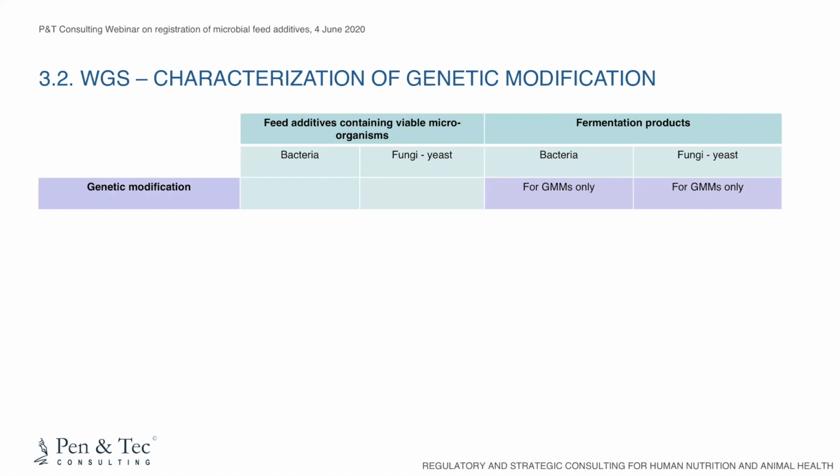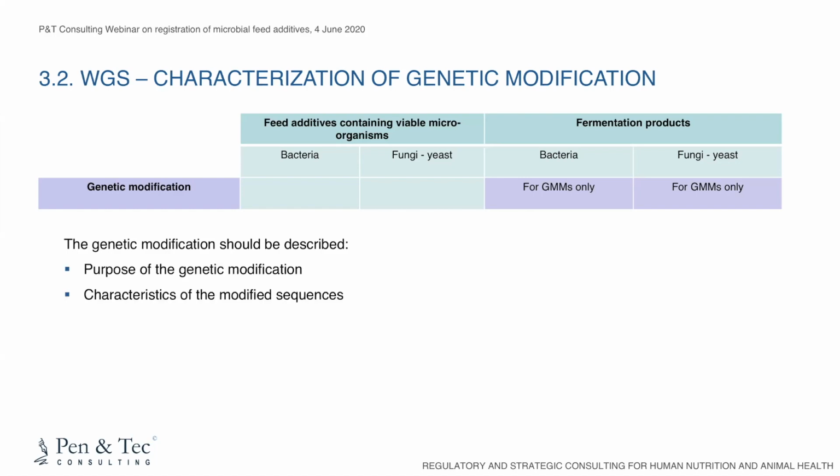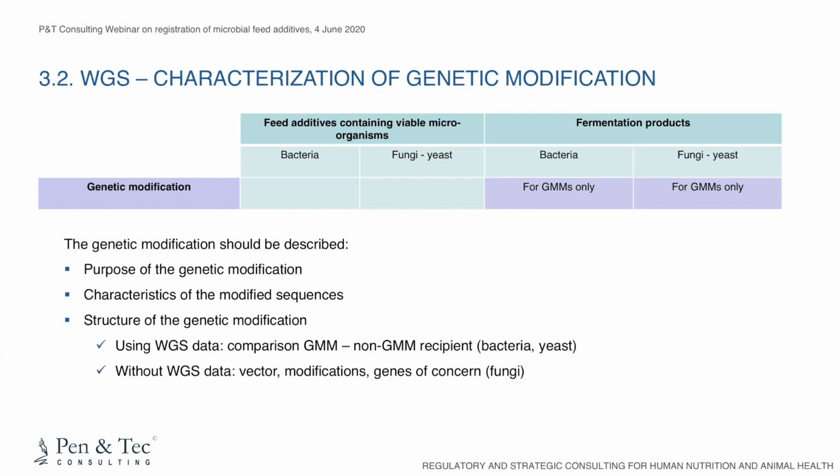If a production strain is genetically modified, then the genetic modification should be described. The applicant must indicate what is the purpose of the genetic modification and the characteristics of the modified sequences. For bacteria and yeast, the structure of the genetic modification must be addressed comparing the WGS from the genetically modified strain with the one from the non-modified parental or recipient strain to identify the differences between the two.